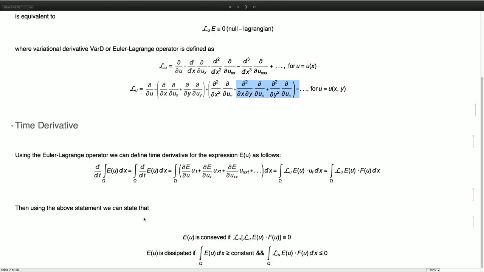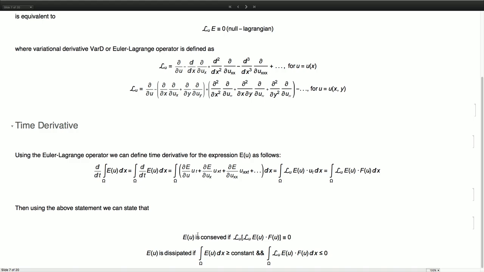Using this Euler-Lagrange operator, we can define the time derivative. We take the time derivative inside of the integral, and after using the chain rule from calculus, we get this part. And we can see that it's the same as applying the Euler-Lagrange operator to the expression, multiplied by u_t, where for u_t we take the right-hand side of the equation, f. Now we can state the final result which we need for further research.